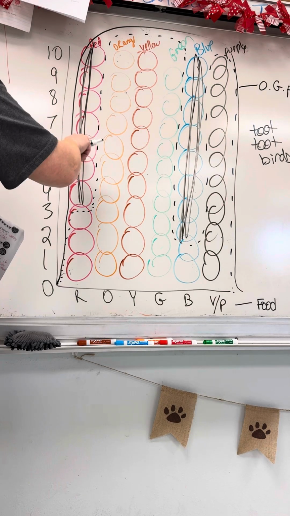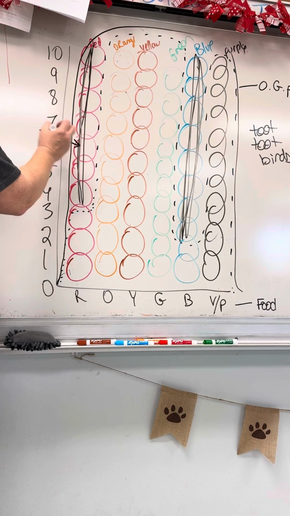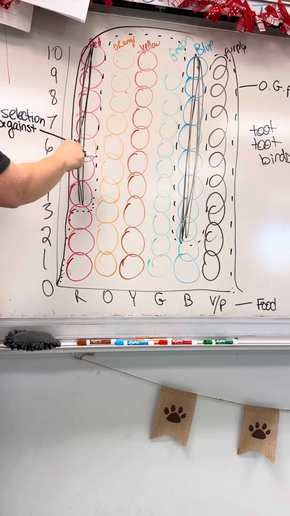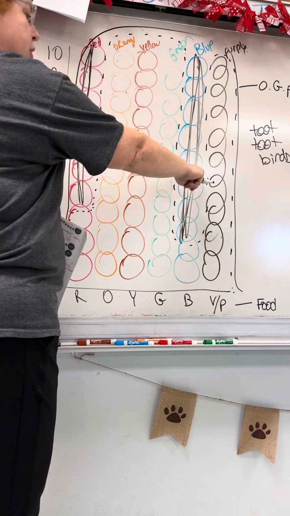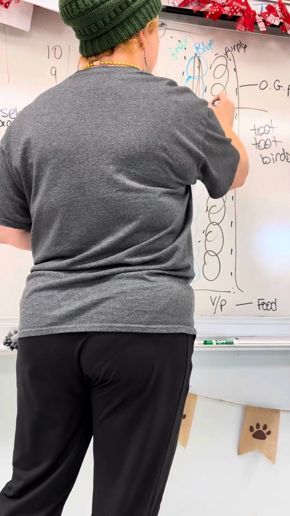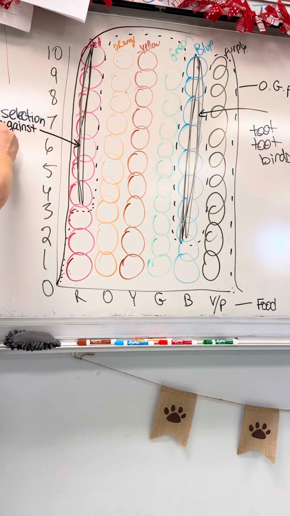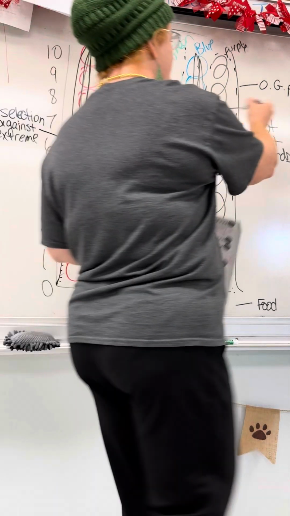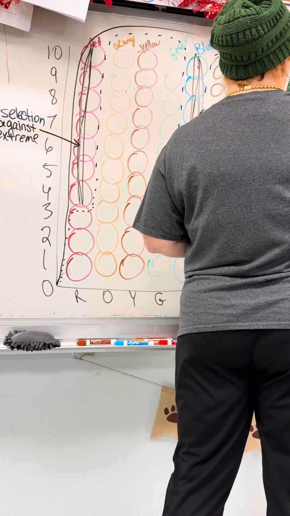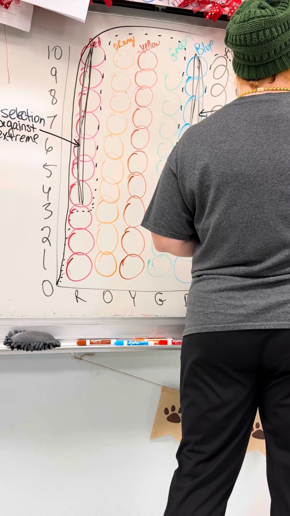So these are extremes. So the selection was against this extreme, and this was pretty close to the end, so we could say that it was against this extreme as well. So selection against extreme, and I would write over here, draw an arrow, selection against extreme.